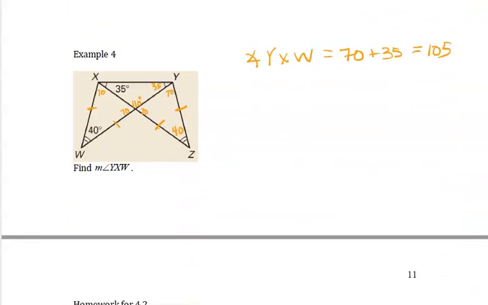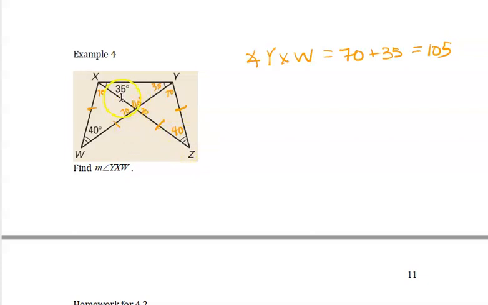Okay, so then here's our last example, example 4. Looking ahead, they want me to find YXW. YXW is this big angle right here. So what I'm seeing is I have some things marked. I'm going to fill in the rest. So this was 40 with 2 hash marks. Then I wrote that this is 40 over here with 2 hash marks.